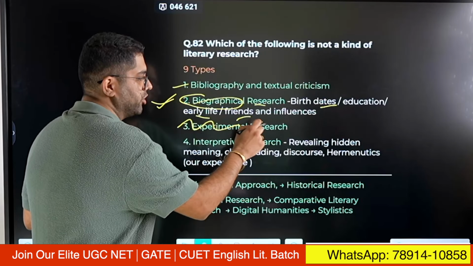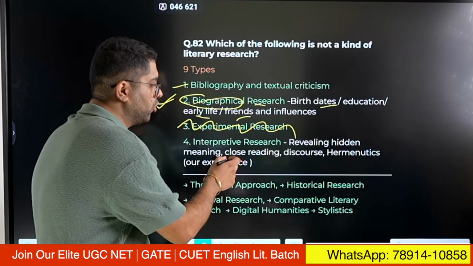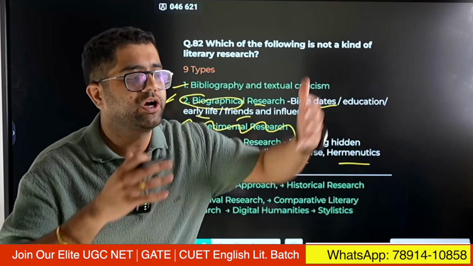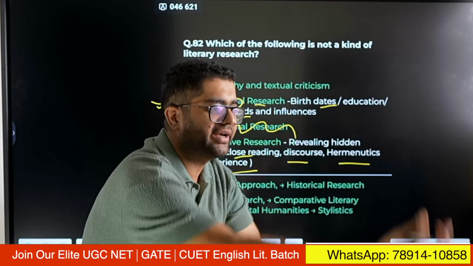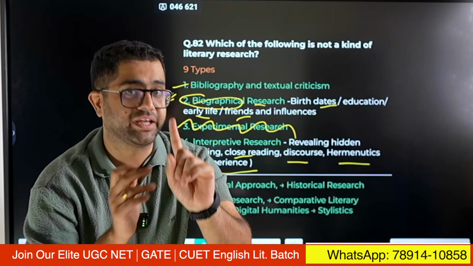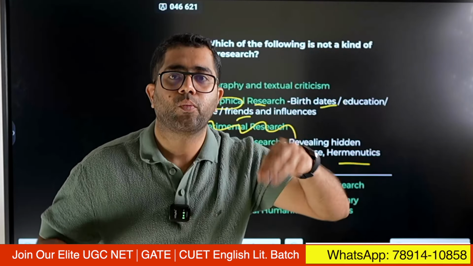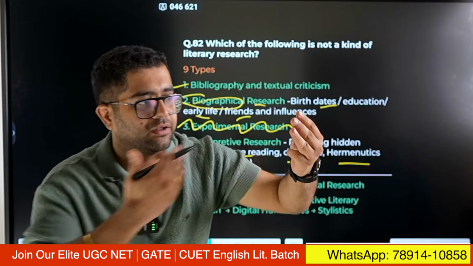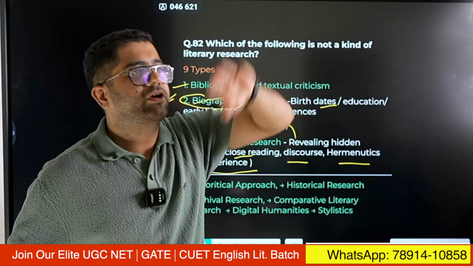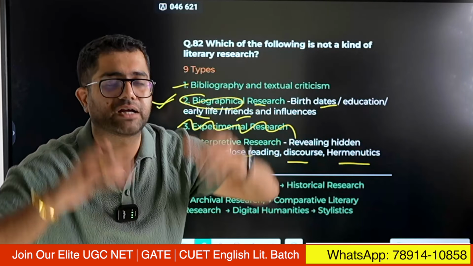We have experimental research, that is not a part of literary research. Then we have interpretive research, about revealing the hidden meaning. For example, close reading, discourse, hermeneutics, through experience. Interpretation of the text. What are the methods that help us to interpret and understand the text? Close reading can be one of the methods. You can say feminism is another method. Hermeneutics means when you are looking at the text, whatever you learn from the text through your experience, that is hermeneutics. When you are talking about the big context or discourse, that is interpretive, how you are interpreting the text, the methods that come under interpretive research.